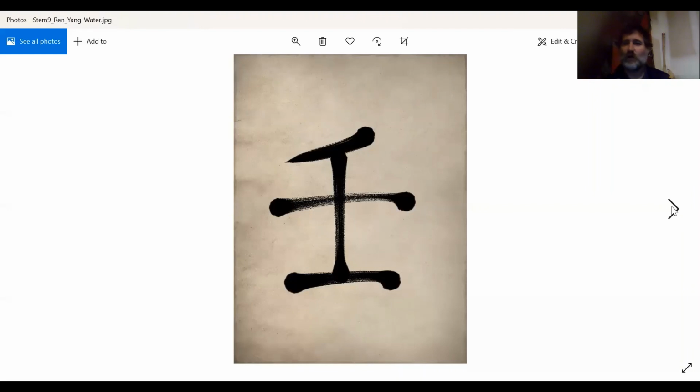Yang water. Yang water, vast resources, flowingness, the ocean, a big active river. So what does water do when it's very abundant, overflowing, and active? So water moves and flows and can be destructive. We can drown. It spirals, moving, big, flowing.